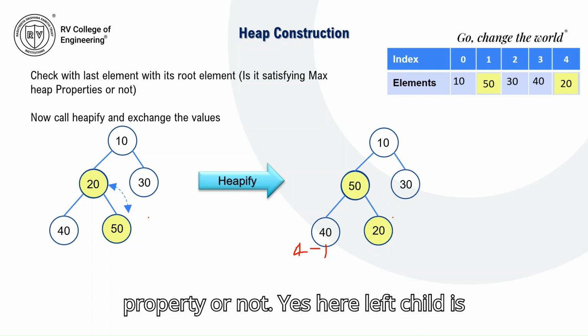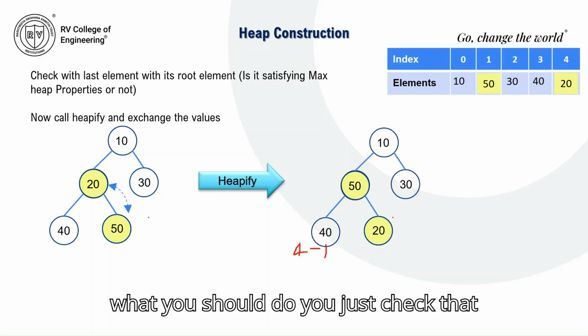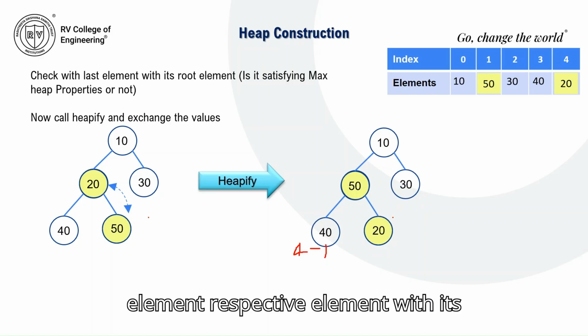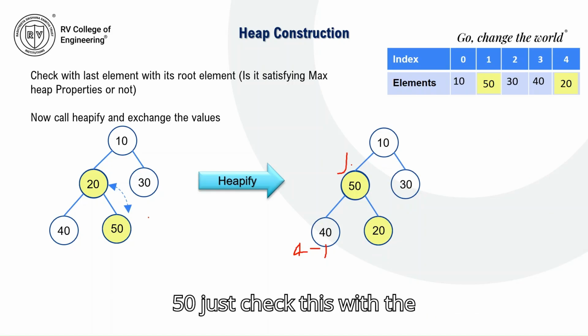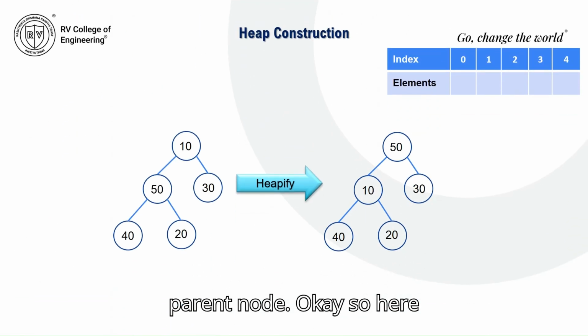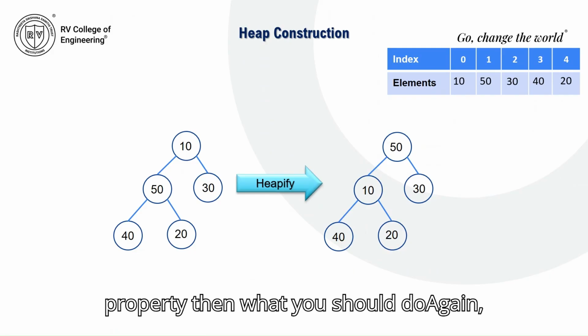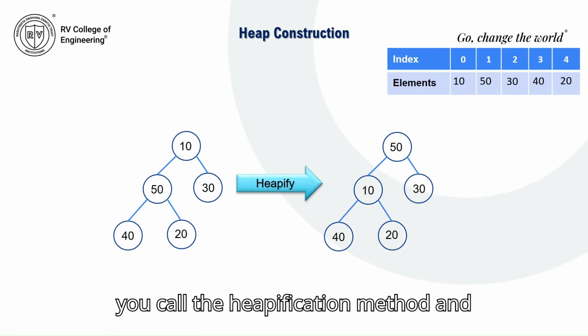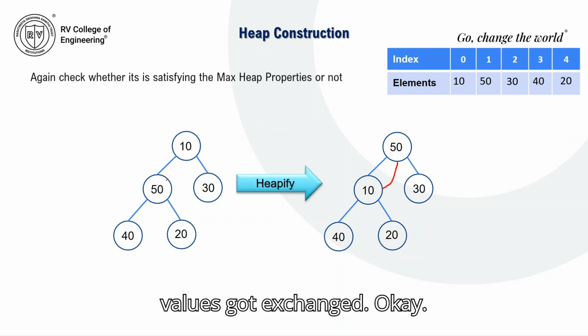Yes, here the left child is satisfying the max property. Then what you should do? You just check the respective element with its parent node. Here the element is number 50. Just check this with the parent node. Okay, so here the parent node is not satisfying the max property, then what you should do? Again, you call the heapification method and exchange these two values. And these two values got exchanged.